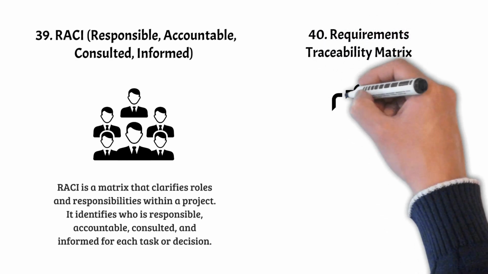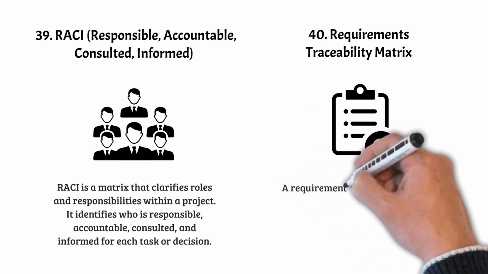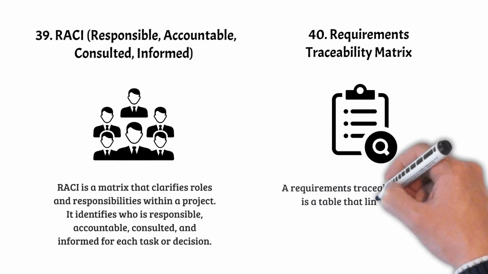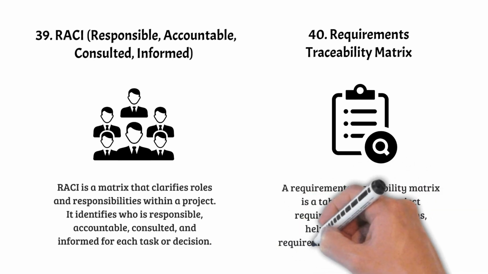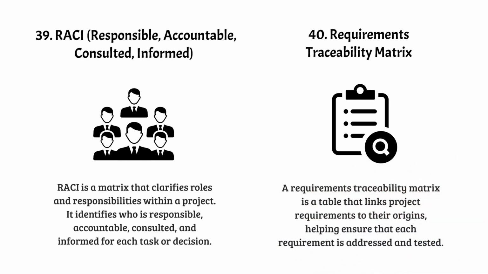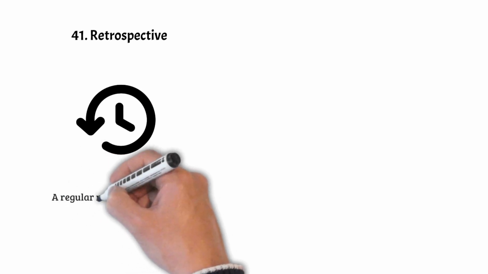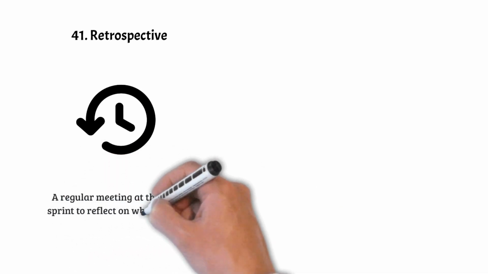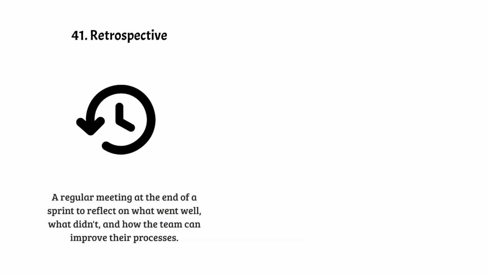40. Requirements Traceability Matrix. A requirements traceability matrix is a table that links project requirements to their origins, helping ensure that each requirement is addressed and tested. 41. Retrospective. A regular meeting at the end of a sprint to reflect on what went well, what didn't, and how the team can improve their processes.